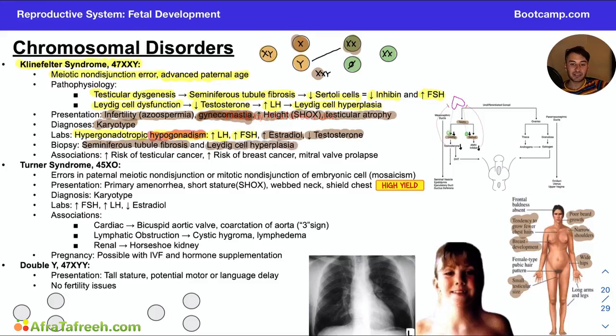Remember that hyperplasia is occurring because we have that hypergonadotropic effect from the anterior pituitary that is trying to spur the Leydig cells on to make more testosterone, but they're faulty. So they're getting bigger, but they're just not making testosterone appropriately.